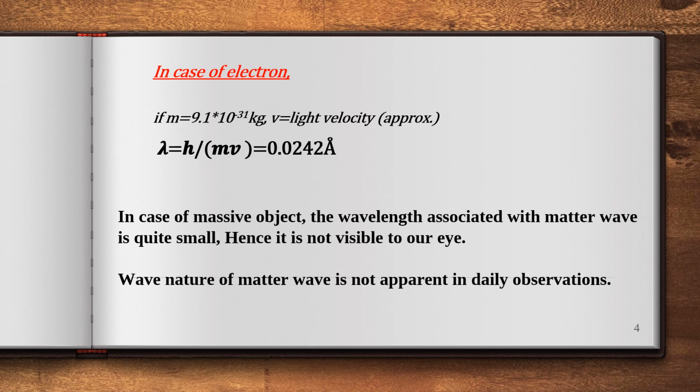In the case of massive objects, the wavelength associated with the matter wave is quite small. Hence, it is not visible to our eye. The wave nature of matter is not apparent in daily observation because of the very small wavelength of matter waves. That's why I can't observe any kind of associated wave when I am moving.